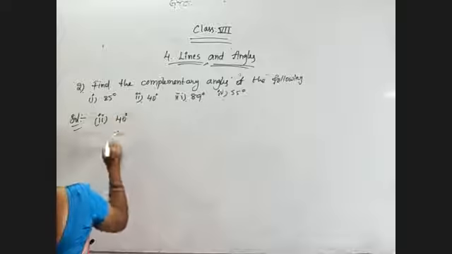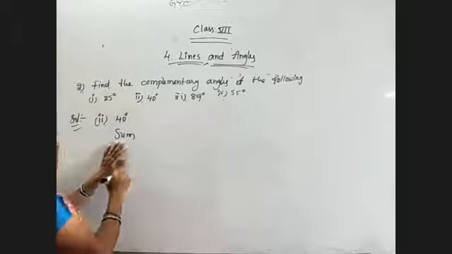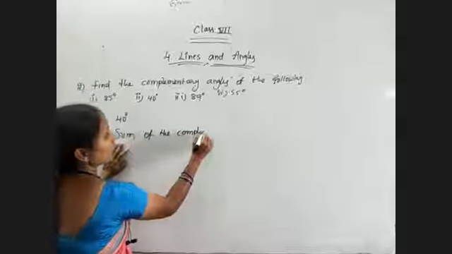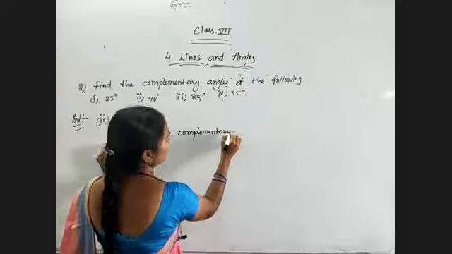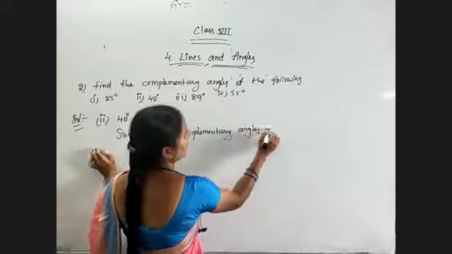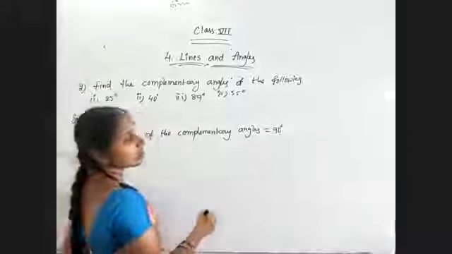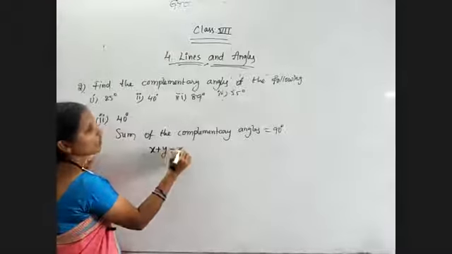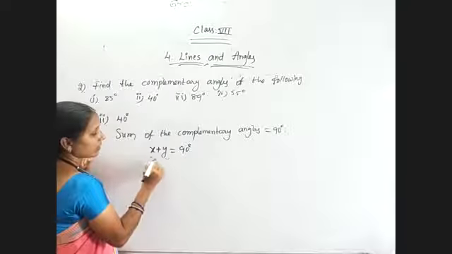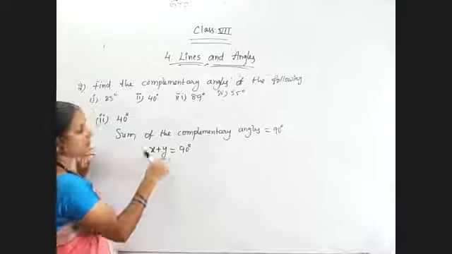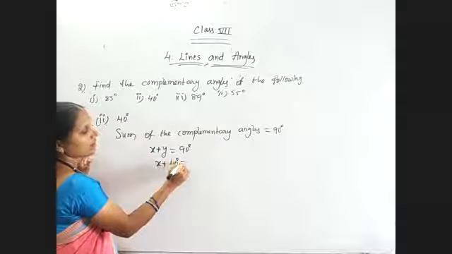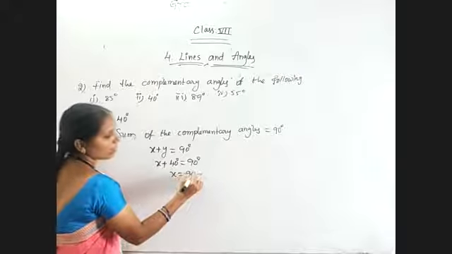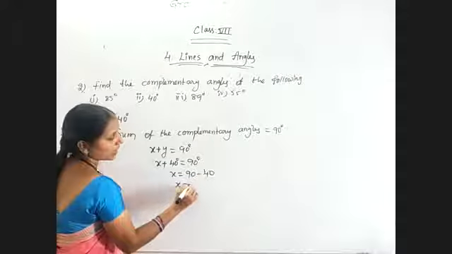Now the second question. 40 degrees is given. As we know, first of all write the statement: the sum of the complementary angles is equal to 90 degrees. And one of the angles is given. So x plus y is equal to 90. One value, x, we don't know. The y value is given, 40 degrees. So x will be equal to 90 minus 40, which is equal to 50 degrees.